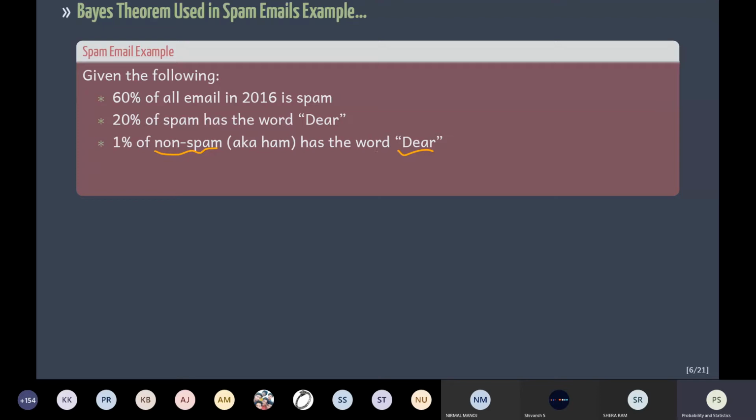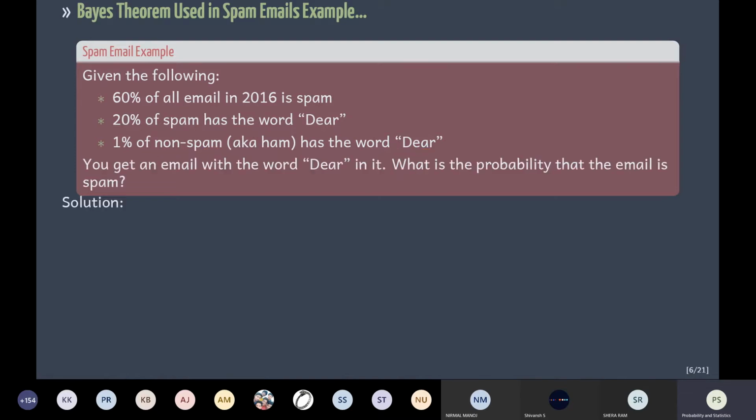So let us say this is the given information we have. 60% of all emails is spam, 20% of the spam has dear in it, 1% of the non-spam also has the word dear in it. Okay, so let us say you get an email with the word dear in it. Now what is the probability that the email is going to turn out to be a spam? So that's the question now.